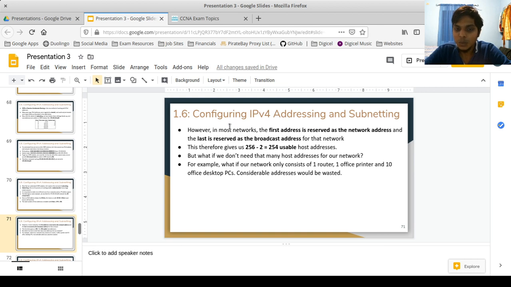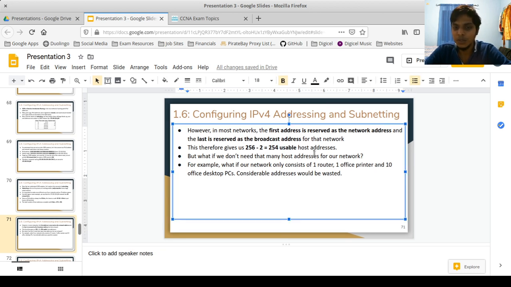Now, however, in most networks, the first address is reserved as the network address, which is a special address in the network, and the last is reserved as the broadcast address for that network. So remember we talked about broadcast. Just imagine somebody standing up and shouting to the entire class or to the entire group of people in a room. So the broadcast address is a way to address everybody inside of a network. So we need to reserve 2 special addresses in each network, the network address and the broadcast address. So this therefore gives us 256 minus 2, which is 254 usable host addresses.